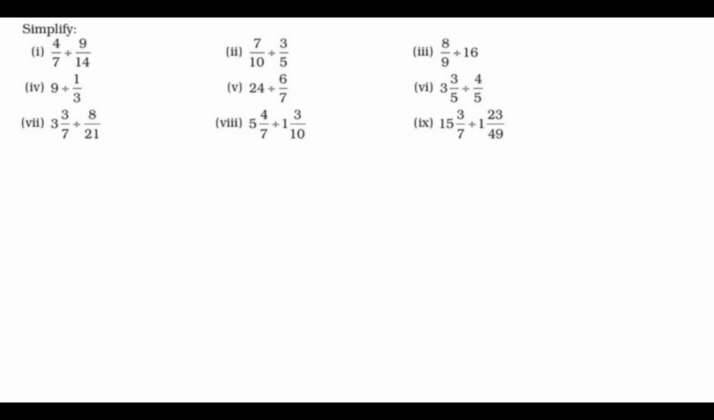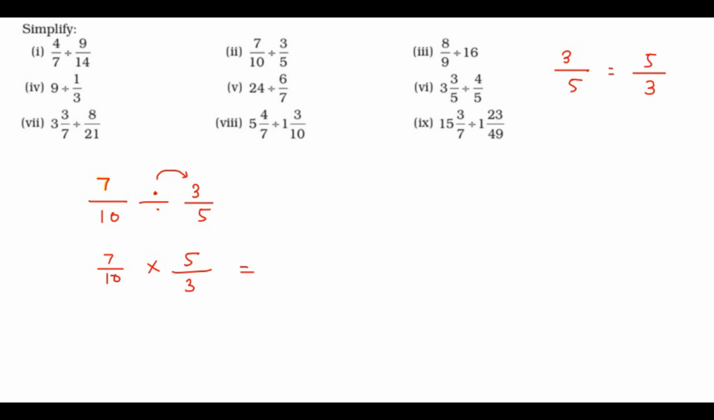7 upon 10 divided by 3 upon 5. First, I will convert the division sign to multiplication, and the fraction after division will become its reciprocal. Reciprocal of 3 by 5. Turn it upside down. The reciprocal of 3 by 5 will become 5 by 3. So my numerator now is 5, denominator is 3.